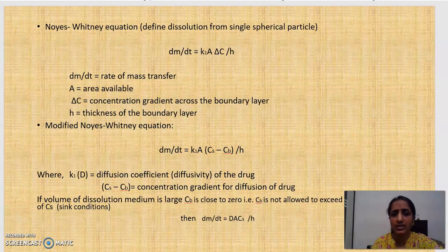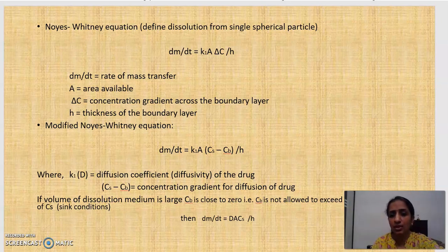The equation is slightly modified further, which is dm/dt is equal to k1 A (Cs - Cb) / h. The Cs minus Cb refers to nothing but delta C, that is the concentration gradient, wherein Cs is the saturated concentration at the surface of the dosage form or in the stagnant layer, and Cb is the concentration of the drug in the bulk of the solution. In this equation, k1, also known as capital D, is the diffusion coefficient or diffusivity of the drug.